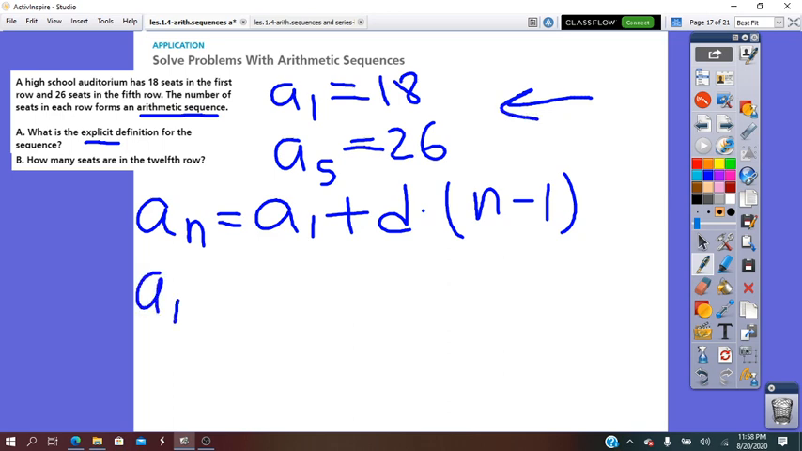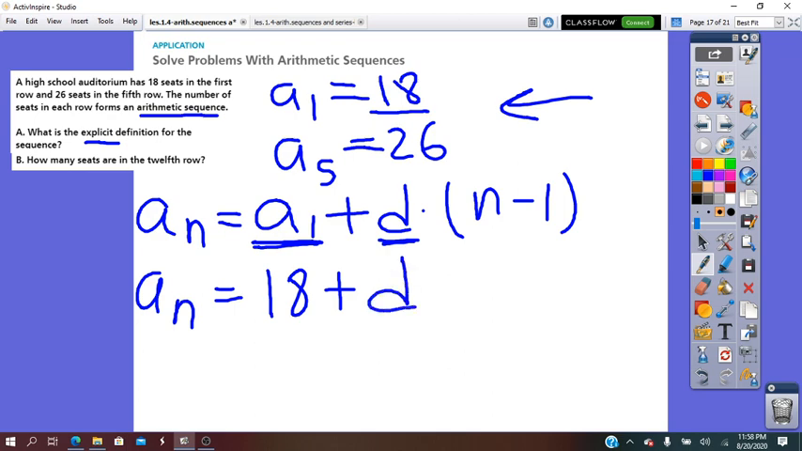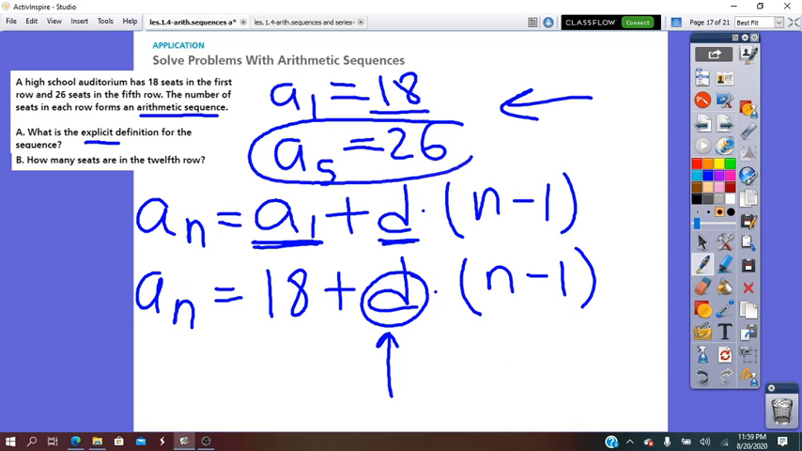We will apply this rule using the values given. So I can write An equals the first term, it is given 18, so substitute, plus the common difference, we do not know it, D times N minus 1. So that we can complete the question, to write the explicit definition, we still have to find the common difference. So this common difference will be the variable. We know that to find the value of a variable, we need to write an equation. That equation, we will get it from the fifth term.